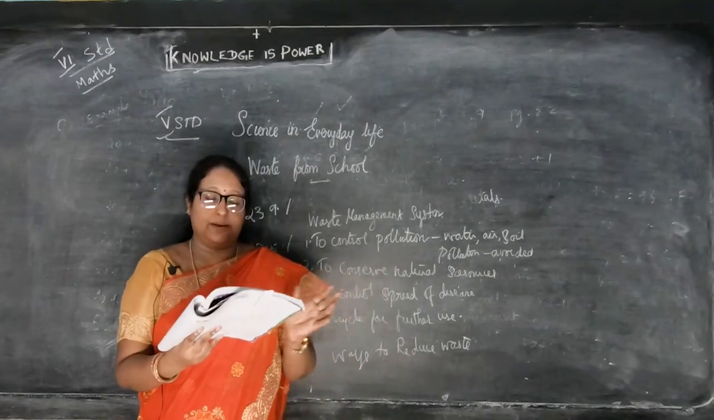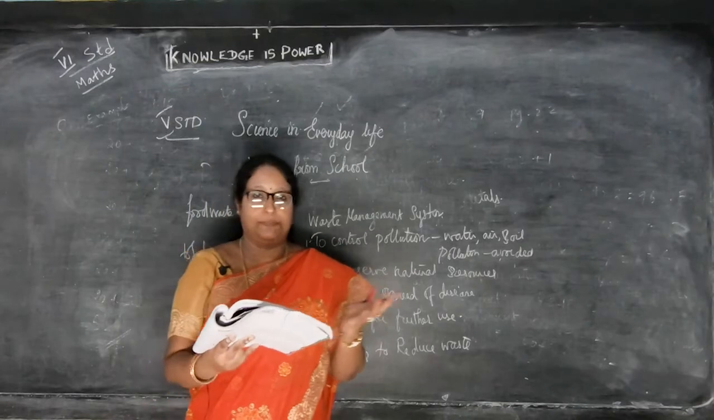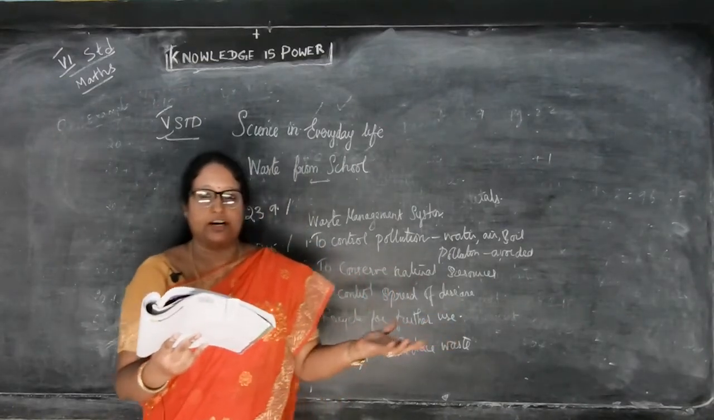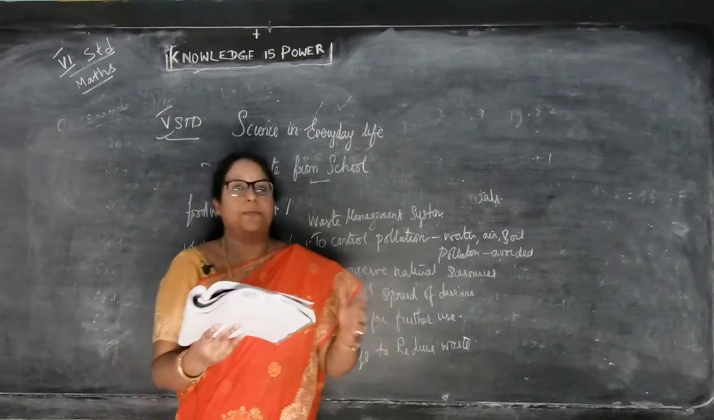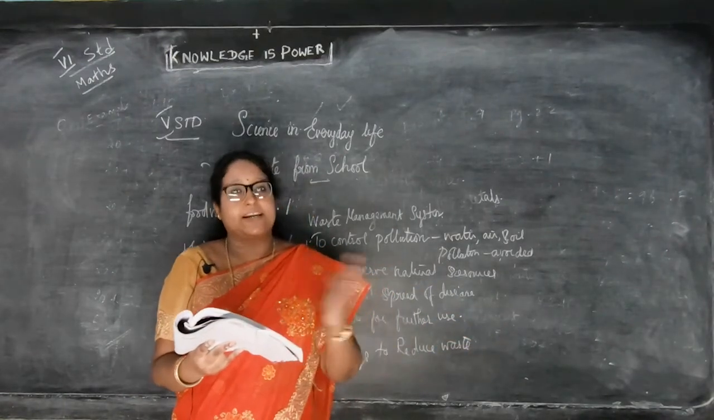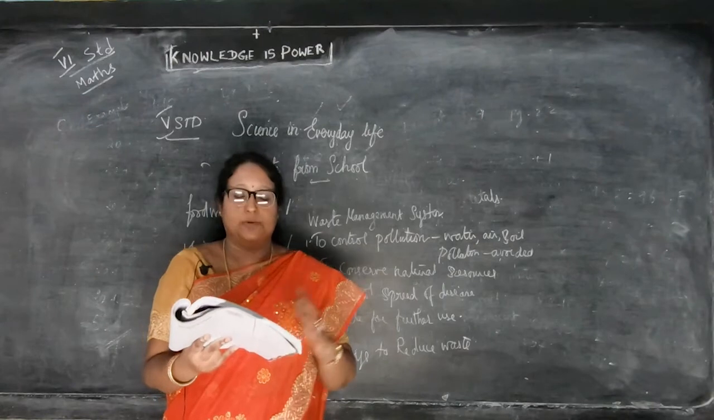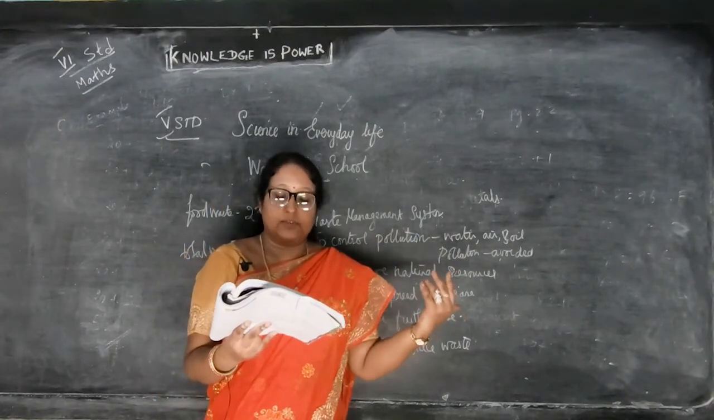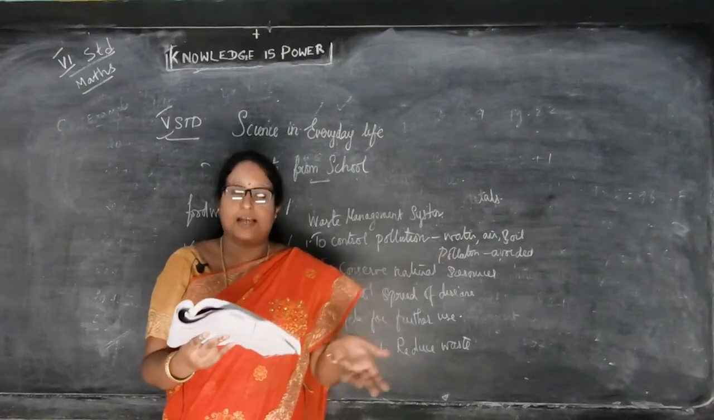And hand over them to the municipal and the corporation people who collect them. So we have to separate the organic biodegradable waste and the non-biodegradable waste. Segregate means you have to separate. The municipal and corporation people will come to collect the garbage.